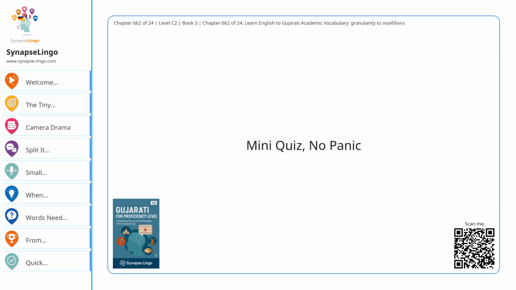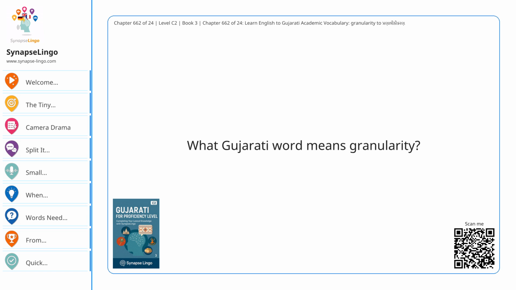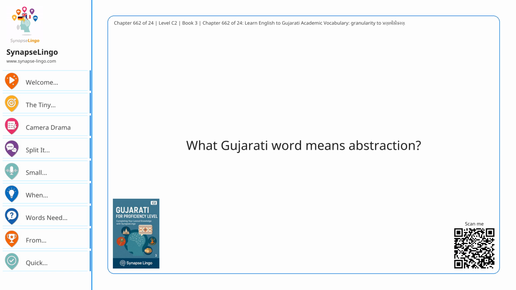Mini quiz, no panic. You are ready. No exam stress, no suspicious invigilator, just a friendly check-in. What Gujarati word means granularity? સૂક્ષ્મતા. What Gujarati phrase means nuance? સૂક્ષ્મ ભેદ. What Gujarati word means clarification? સ્પષ્ટતા. What Gujarati word means contextualization? પ્રસંગીકરણ.